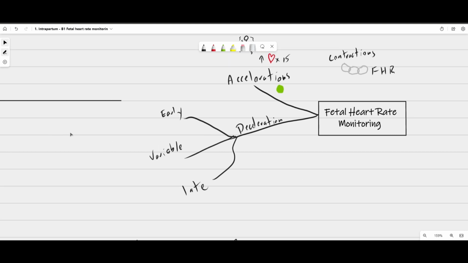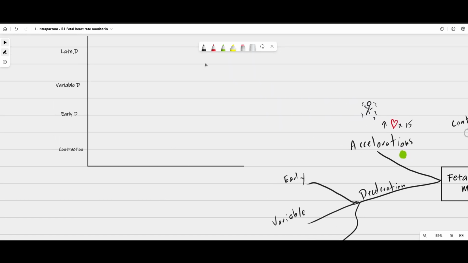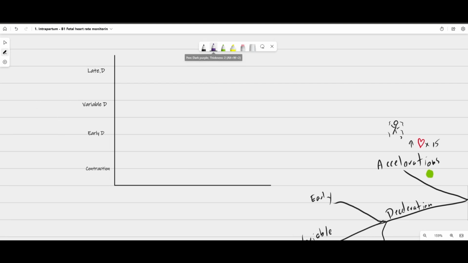Well, we're talking about the link between the contraction and the fetal heart rate. So we're going with purple first. We're going to say we have a monitor over here, just a general fetal heart rate monitor, and nothing special about it. We're just going to hand draw it though. So we have a monitor, our mom comes out, there's a contraction, we get a contraction, we get a contraction, and we want to look at what's happening with our baby's heart rate.